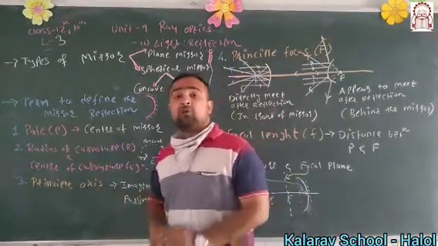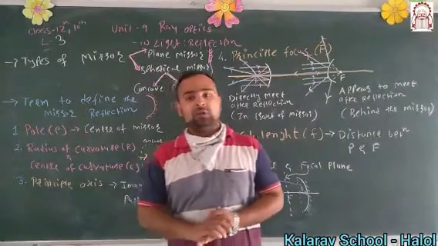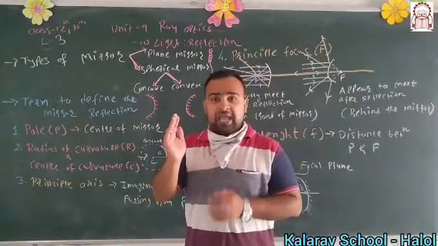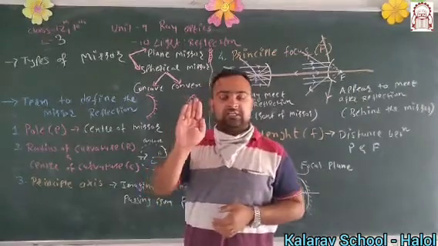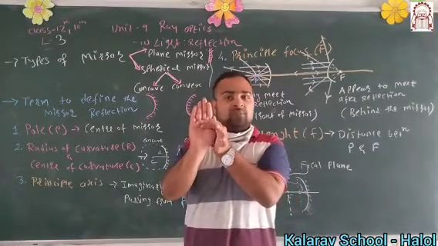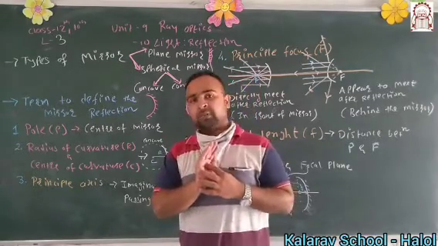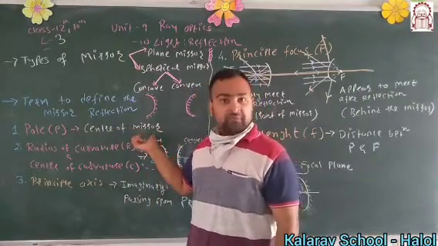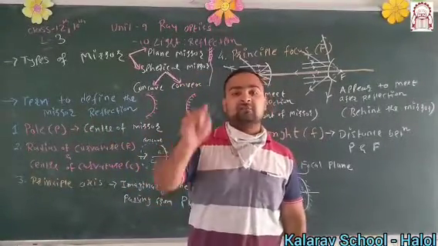The first term is called the pole. The pole of the mirror is what? You are preparing a mirror, and the mirror has a center point. Suppose this one is the mirror. From the vertical and from the horizontal, this one is going to be the center point. That center point is considered the pole of the given mirror. So the pole is nothing but the center of the mirror, and note that the pole lies on the surface of the mirror.